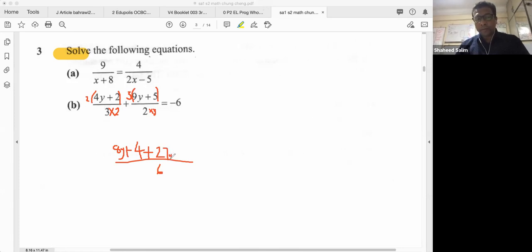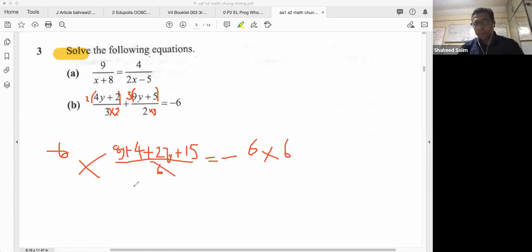Okay. And then 3 times plus 15 equals to negative 6. Now, all you need to do now down here is to times this by 6. Times by 6, I times the right side by 6. This one cancel. So now I got 8y. But this one is no longer 6, no, Ryan. This becomes minus 36.